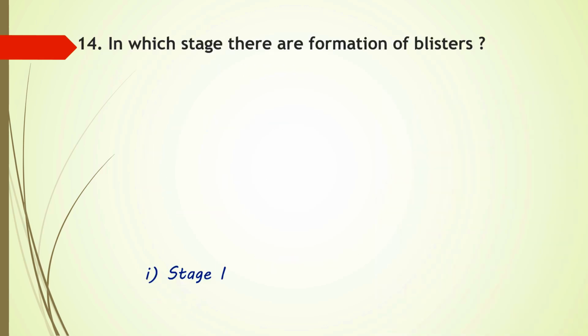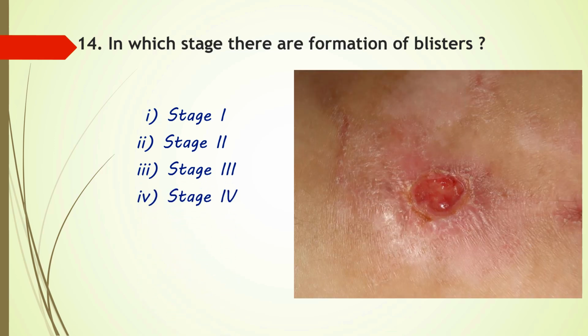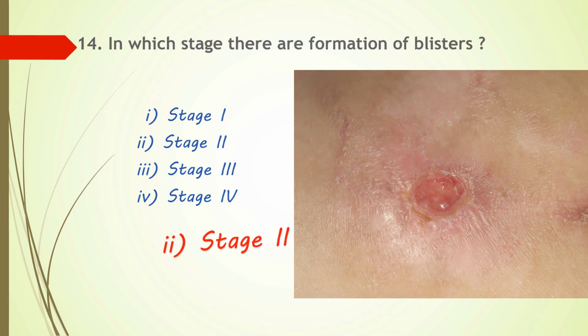Question number 14. In which stage is there formation of blisters? Options are stage 1, stage 2, stage 3, or option 4 stage 4. If there is a formation of blister, that means it is stage 2. Here option 2 is the correct answer.